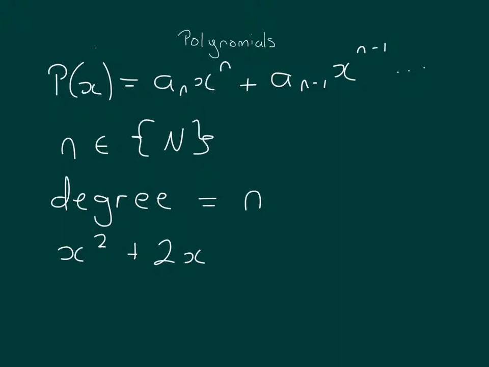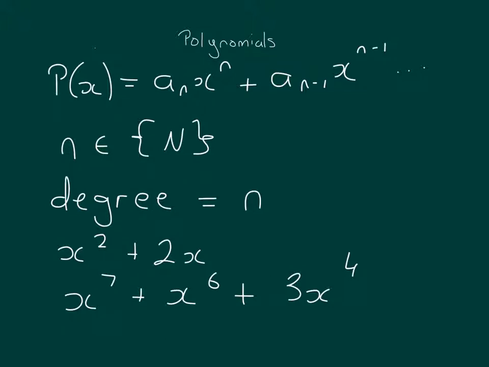It's a second degree polynomial. If we had a polynomial that was x to the power of 7 plus x to the power of 6 plus 3x to the power of 4, we would only look at the highest term. In this case, it's the first one. It's x to the power of 7. So this is a 7th degree polynomial.